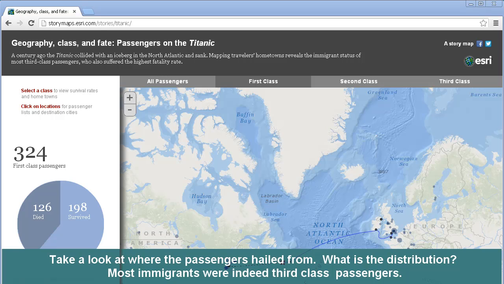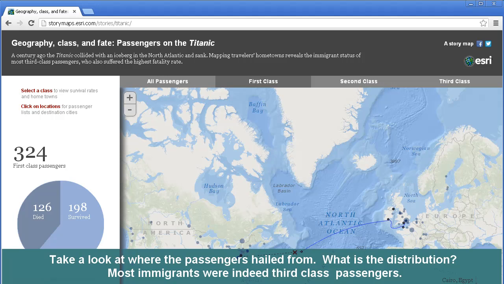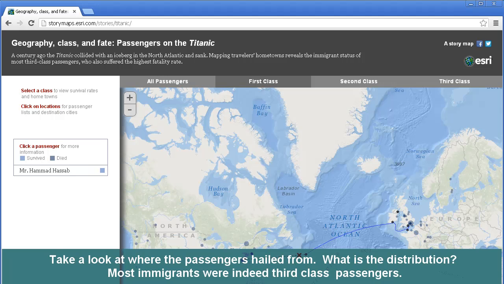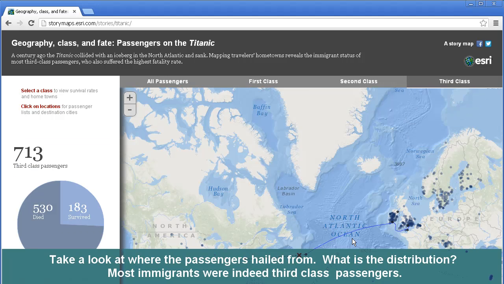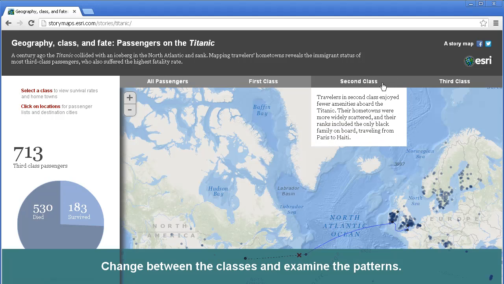Take a look at where the passengers hailed from. What is the global distribution? As you can see, they're not just from the UK and the US. There's a pretty broad distribution here throughout Europe. There's even someone over here in Cairo. Most immigrants were indeed third-class passengers. Take a look at this distribution. Change between the classes and examine the patterns.